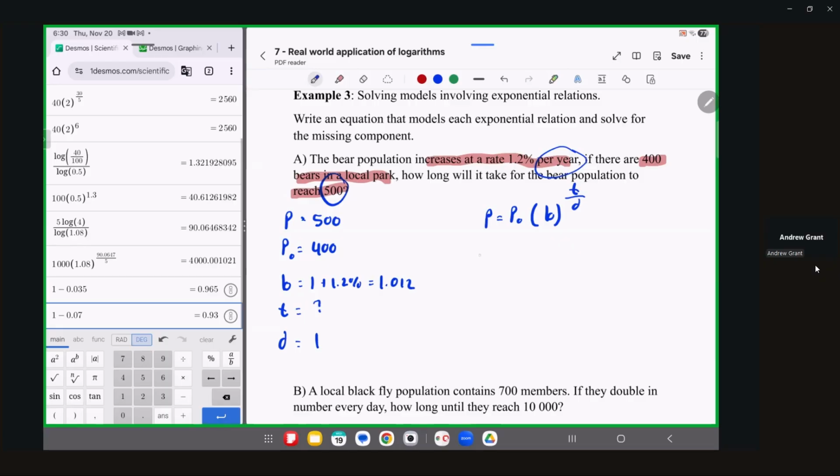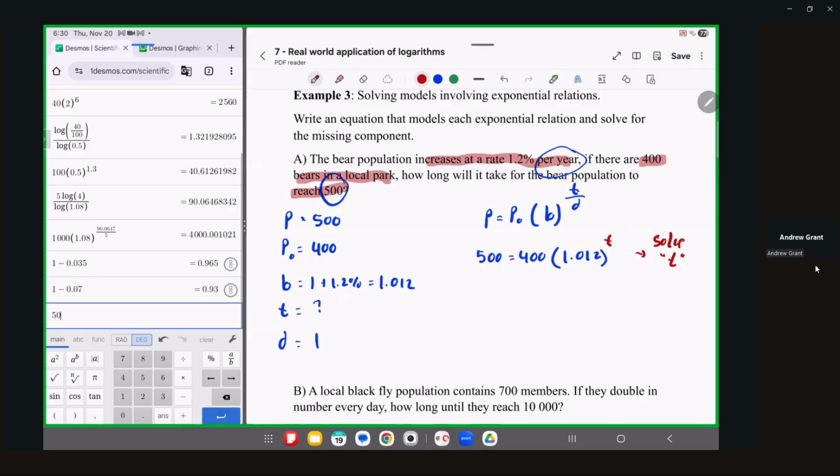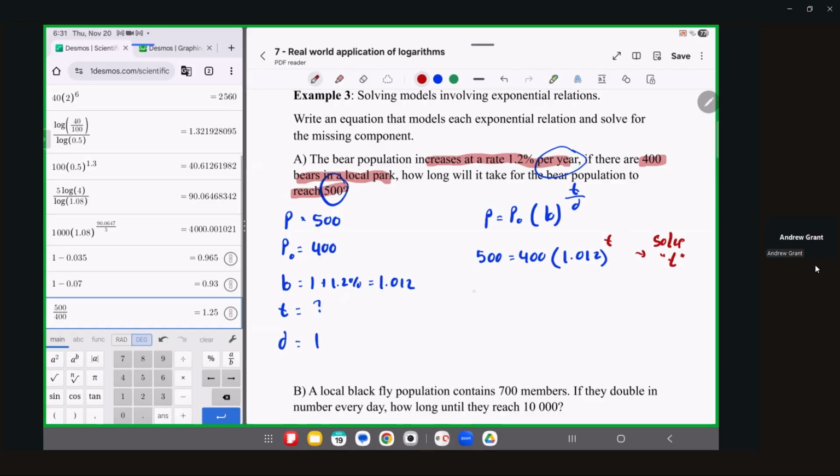So our equation we're going to be solving will be 500 is equal to 400 multiplied by 1.012 to the power of t over 1, but instead of t over 1, we can just make it t. And now we'd like to solve for t. Easy enough. We divide both sides by 400. So 500 divided by 400 gives 1.25. So 1.25 will equal 1.012 to the power of t.